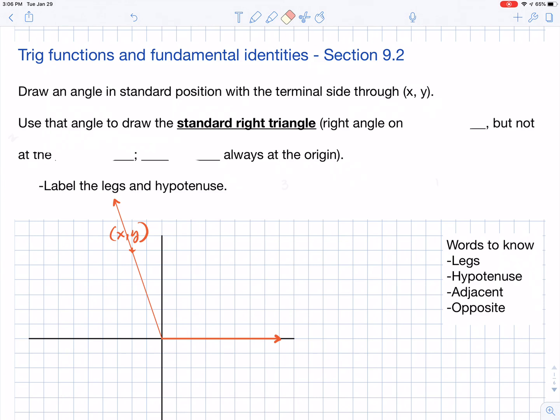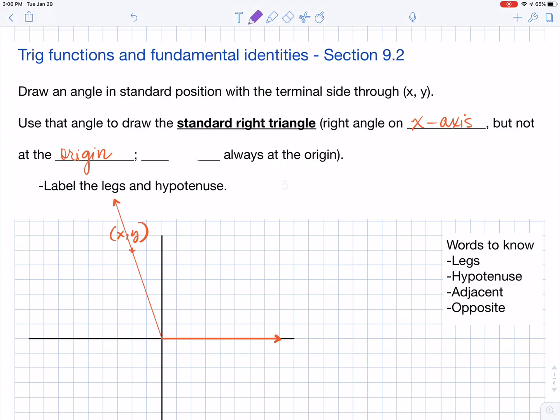How do I get the standard right triangle from this? Well, the first thing I'm going to do is draw a right angle on the x-axis, but this is key now: it cannot be at the origin. So the right angle cannot be at the origin. So I'll take my coordinate (x, y) and I'm just going to drop it straight down.